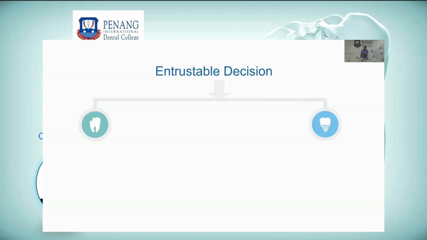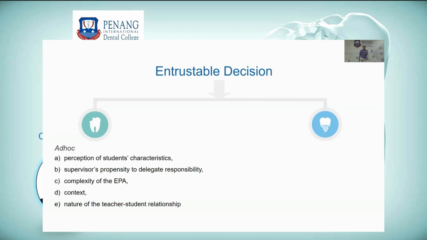Now the question comes how to give the case to the students. You have to make a decision. This decision is called an entrustment decision. Entrusting the students to perform whatever task you're giving efficiently, effectively, and safely. This task can be ad hoc. These are the same factors we discussed earlier: perception of the student's characteristics, tired or not tired, level of training, and the propensity of the supervisor to delegate work. Can he delegate work properly or not?